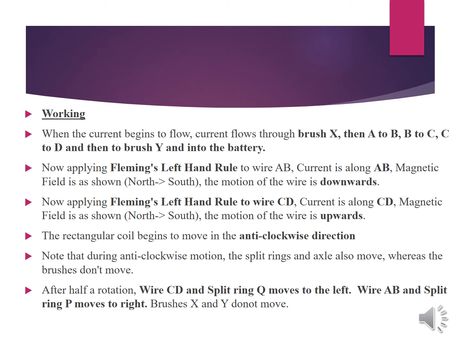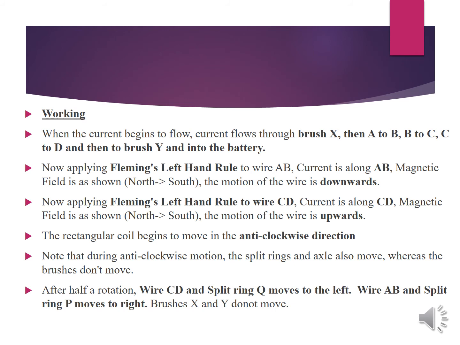Now applying Fleming's left-hand rule to wire CD. The current is along CD. The magnetic field is as shown, north to south. The motion of the wire is upwards. The rectangular coil begins to move in the anticlockwise direction. Note that during anticlockwise motion, the split rings and axle also move, whereas the brushes don't move.